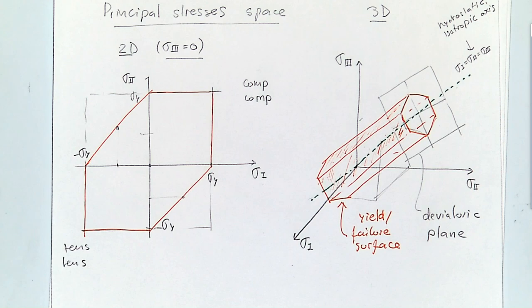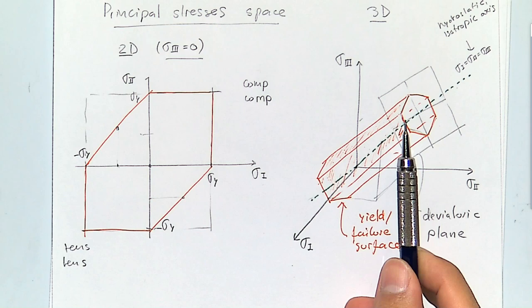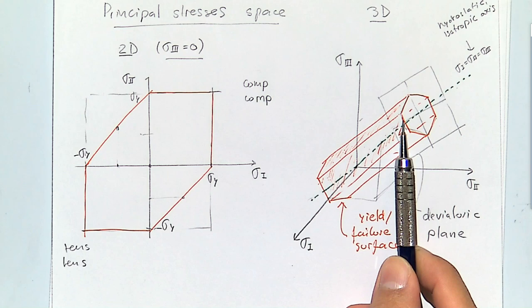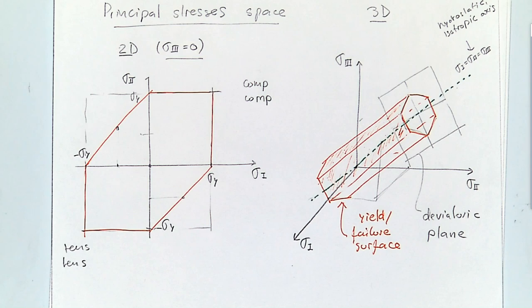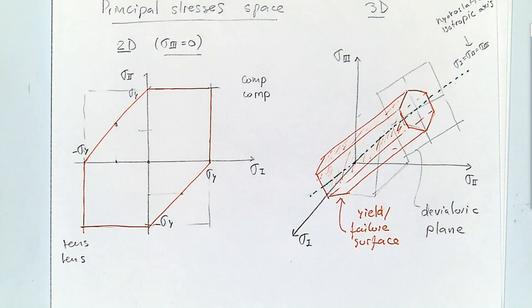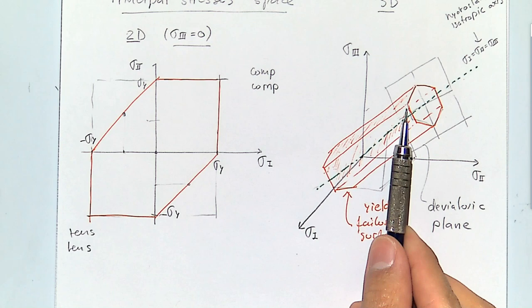Because when you get to these points, you have two derivatives, and you have derivatives that depend on which side you approach the surface. And when you get into plastic calculations, that's not easy to deal with, and it's not realistic either to consider that case.